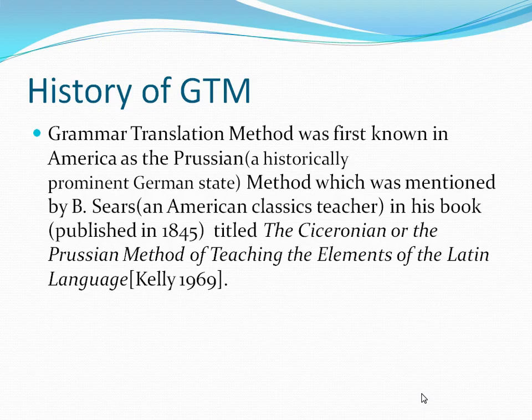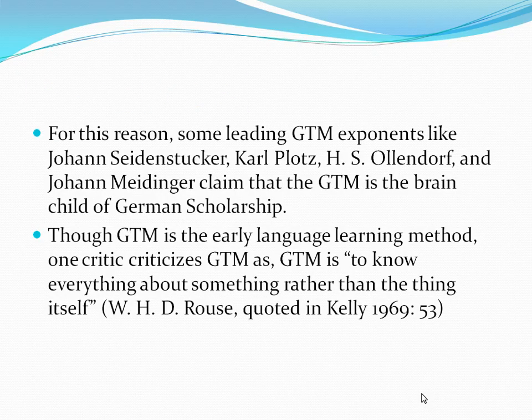We know already that initially we had a method. What is the method? That is the grammar translation method. Why was this method used? It was used to study the Latin and Greek languages, and of course B. Sears initiated that method. So if we go back in the history of the grammar translation method, we will say that it started its journey from Prussia, a German state, and that was mentioned by B. Sears in his book, and you can write the name of the book. That is the history.